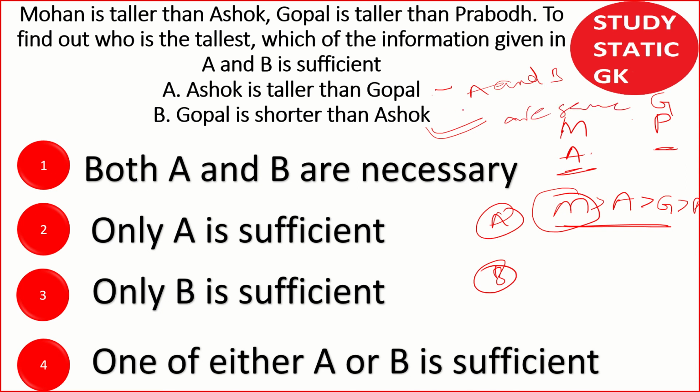So with A we are able to solve the question, and with B also we are able to solve the question. But both A and B are not necessary. Only A is sufficient, but only B is sufficient is also an option. Either A or B, so this is the most suitable option. So the fourth one is the answer.